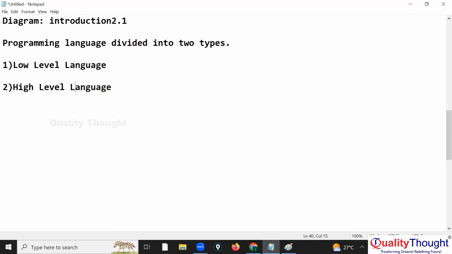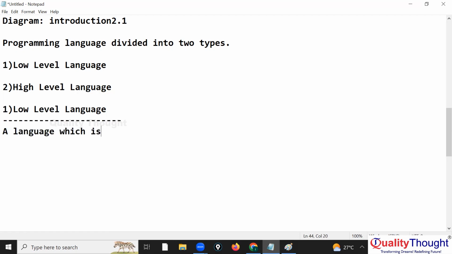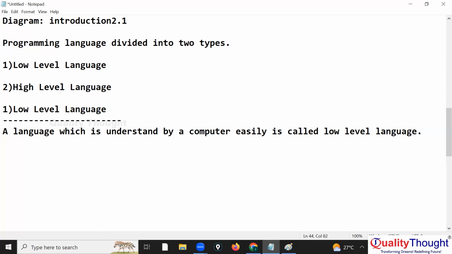Sir, what is this low level language, sir? So first we will cover low level language now. Low level language, who will understand? Computer will understand. User will not understand low level language. So can I say a language which is understood by a computer easily is called low level language. Yes or no? Tell me.